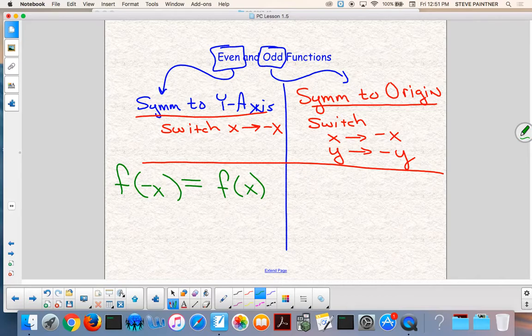All right, so now let's do this one. Switch x, switch y. If I switch x, it would be f of negative x, right? Now switch the y. How do you switch the y when it comes to function notation?